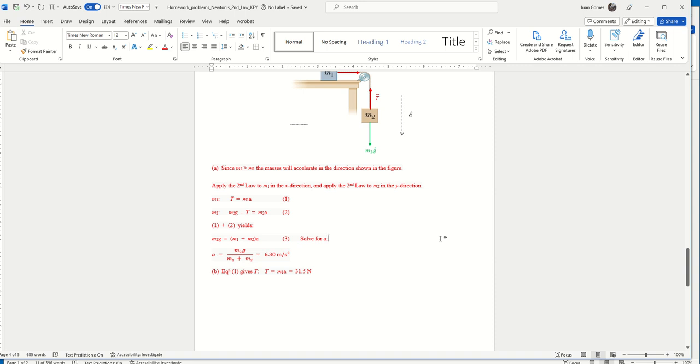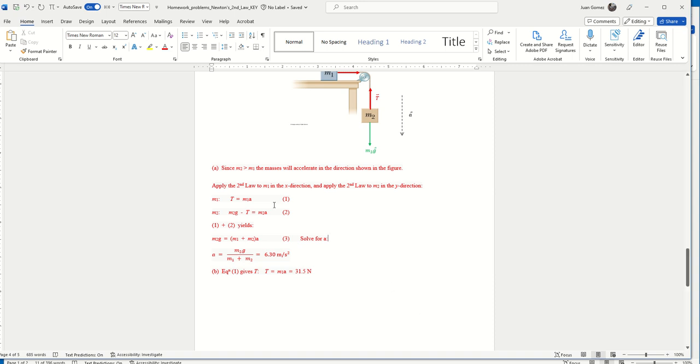How to solve for a? Divide both sides by the term in parentheses. I get a is equal to m2g divided by m1 plus m2. g is 9.80 meters per second squared. m2 and m1 were given: m2 is 9, m1 was 5. Plug in those numbers, you get the acceleration is 6.30 meters per second squared.